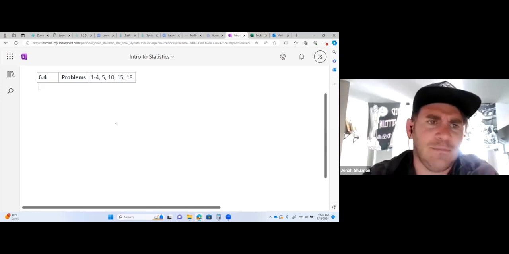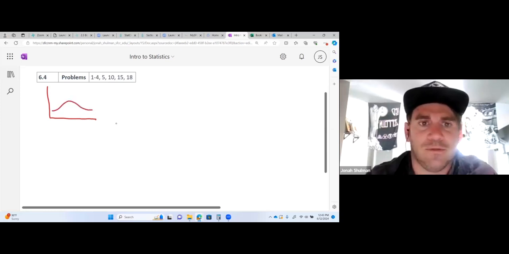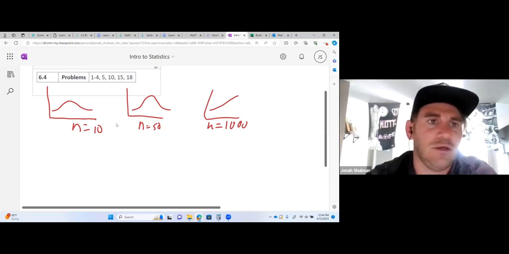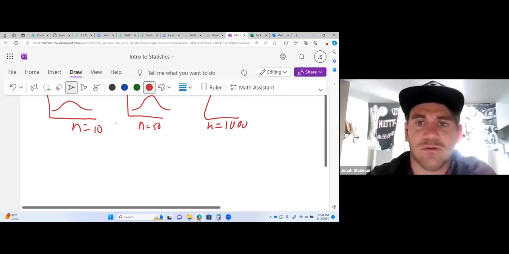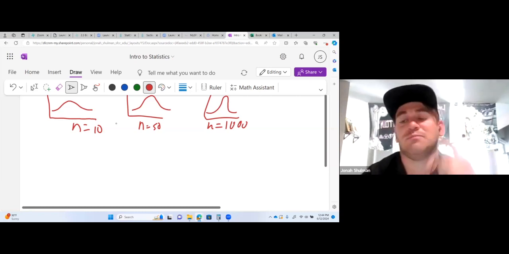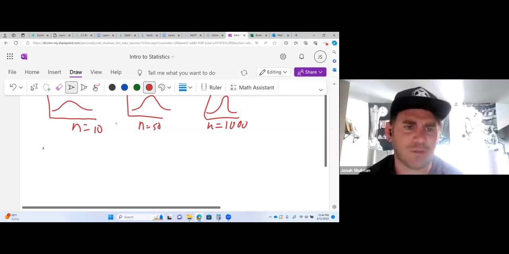So basically, sometimes we don't have a lot. Let's say we have a small amount of people. And this is like n is 10, n is 50, n is 1,000. No matter what we have, the more people we have, the closer we should be able to get to a bell shape, or a bell curve. That's kind of how it works. But sometimes our populations aren't perfect, right?